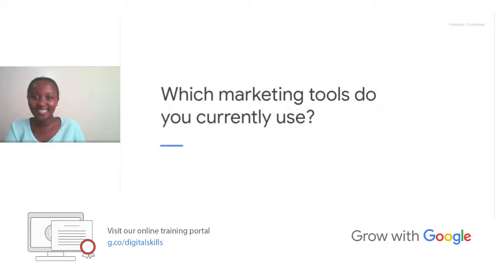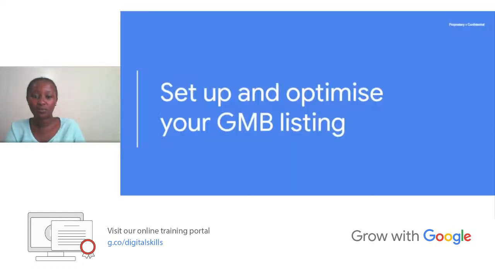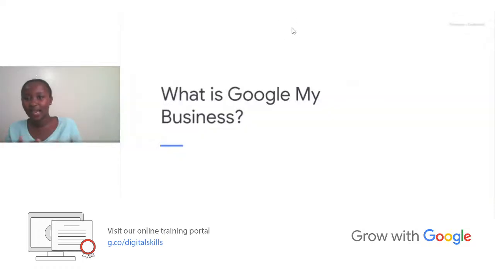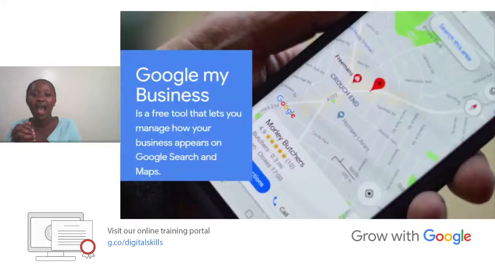So let's get started with setting up and optimizing your GMB listing. That is Google My Business listing. But first, what is Google My Business? I know when I say GMB, some of you may not know what GMB is. So GMB is Google My Business. Google My Business is a free tool that lets you manage how your business appears on Google search and on Google Maps.